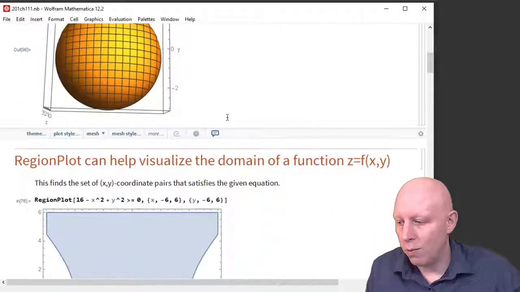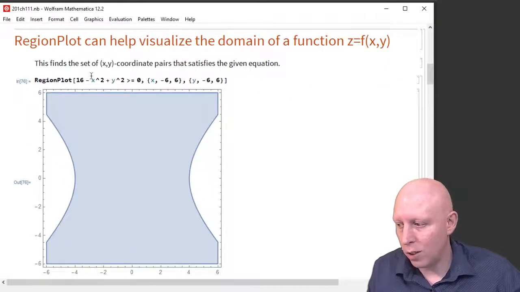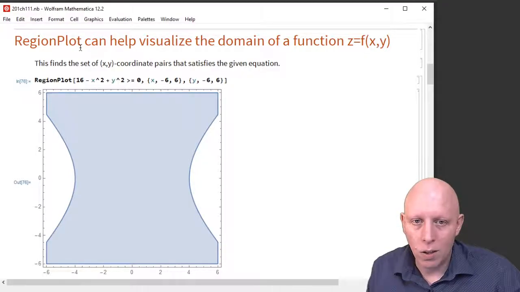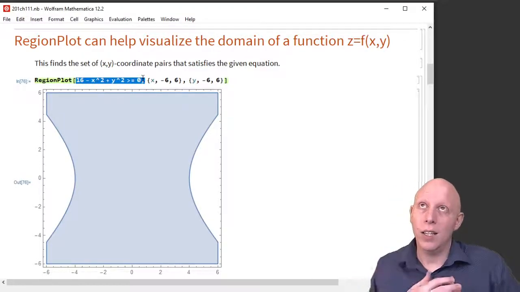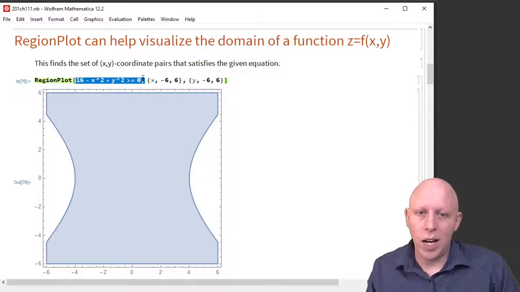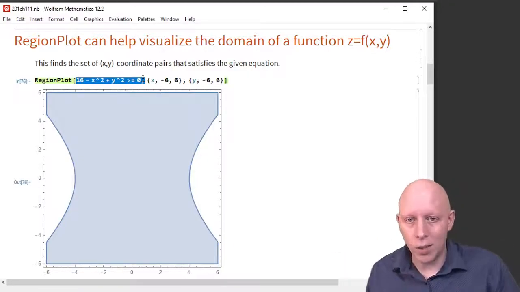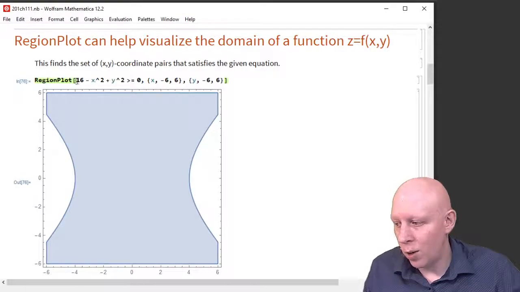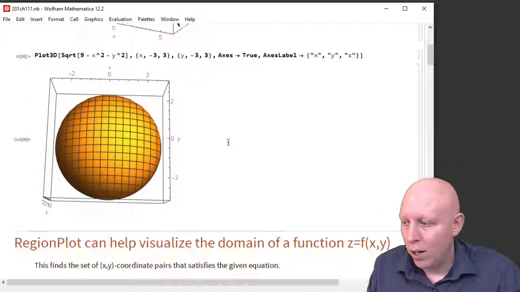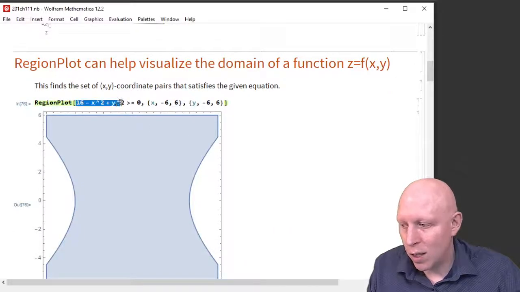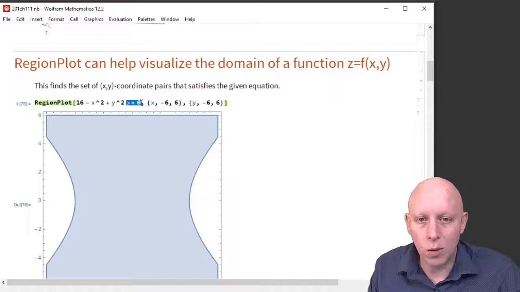So let's say we want to visualize the domain of our function. A good command to know for that is called RegionPlot. What RegionPlot does is you give it a set of inequalities, and you say, I want to find all points that satisfy those inequalities. So what did we say up here? This was the square root of 16 minus x squared plus y squared. Well, we want to know when is 16 minus x squared plus y squared greater than or equal to 0.